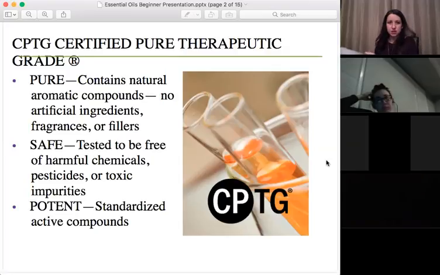So that's the certified pure therapeutic grade difference. The other thing to note is that doTERRA did create this certification, and that's because there is no certification that exists out there. There is no regulation over the essential oil industry, so they created one and make sure that all of their oils stand up to this standard.